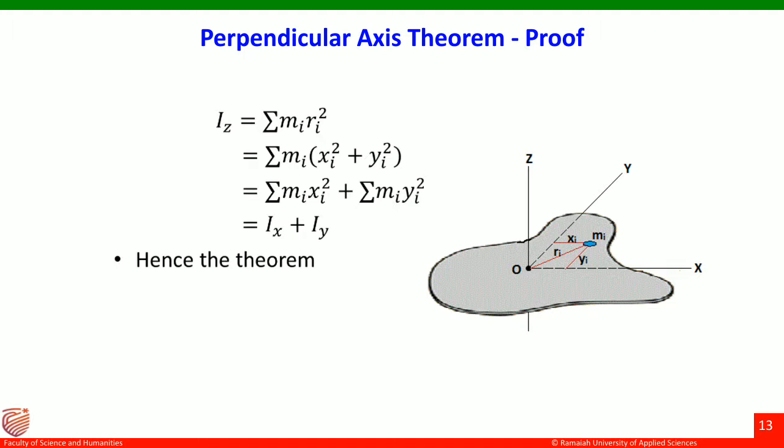That is how we get the second line in these equations, and we separate these two terms in the third row. That becomes summation of mi xi square plus summation of mi yi square. We are already familiar with this moment of inertia formula. Summation of mi xi square is the moment of inertia about the x-axis, and summation of mi yi square is the moment of inertia about the y-axis. Therefore, Iz is equal to Ix plus Iy.